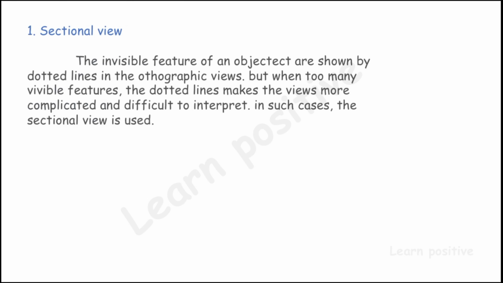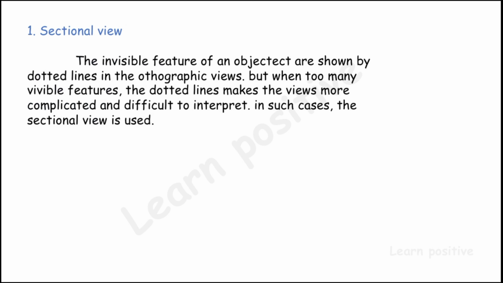Now I am going to present unit 1 sectional views part 1. So what are sectional views? The invisible features of an object are shown by dotted lines in the orthographic views. But when there are too many such features, the dotted lines make the view more complicated and difficult to interpret. In such cases, sectional views are used.